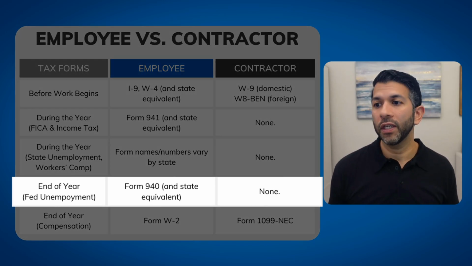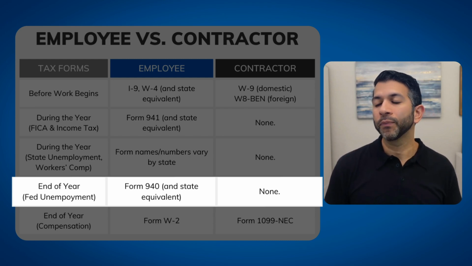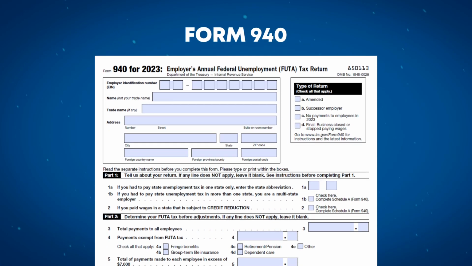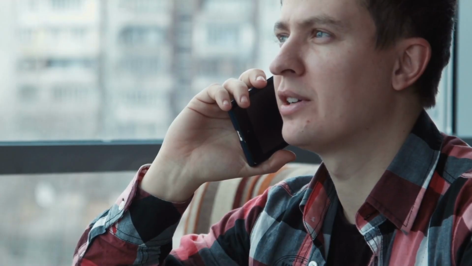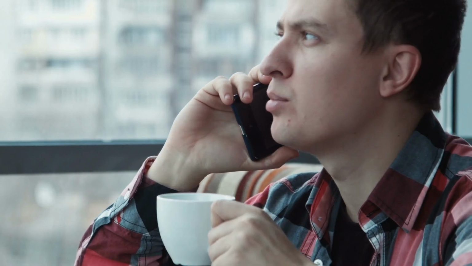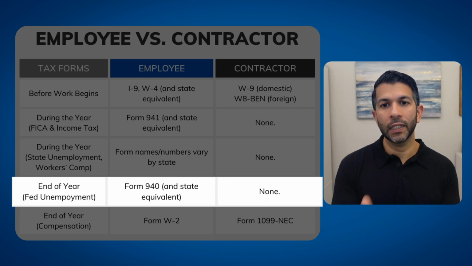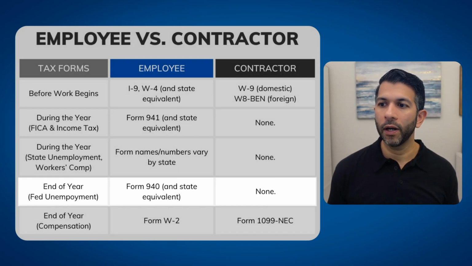What about the end of the year? What type of forms are required of you at the end of the year? Well, for federal unemployment, you have to file Form 940, okay? And then there might be a state equivalent of that form. That form is saying, hey, I had X amount of employees throughout the year, and this is how much I have to pay the Fed for federal unemployment insurance, so I'm sending you my form along with my payment. Contractors don't have to worry about this.